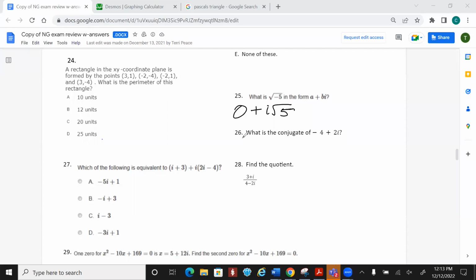All right, on number 26, it asks for what's the conjugate of -4 plus 2i. Remember, the conjugate means you're going to switch the sign of the imaginary part. That's going to be -4 minus 2i.